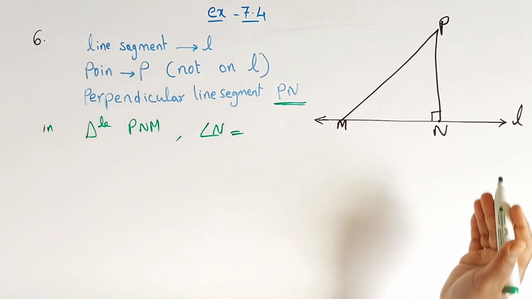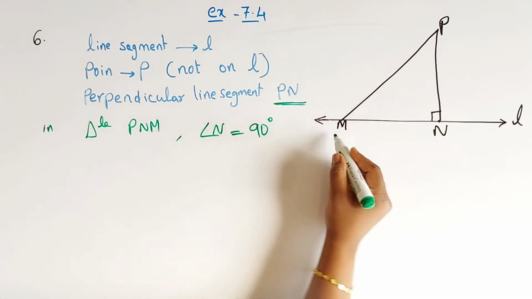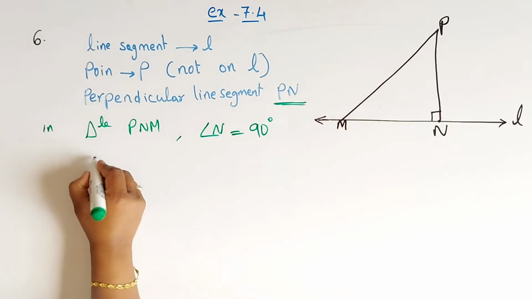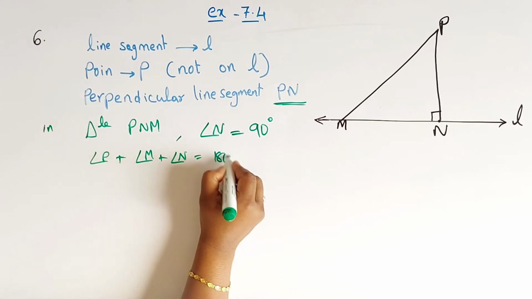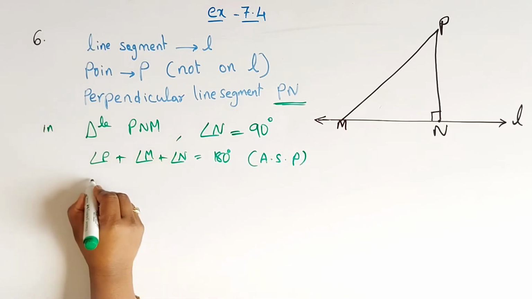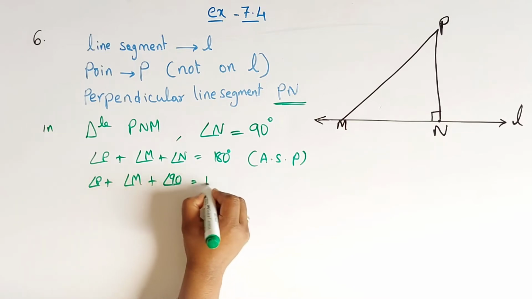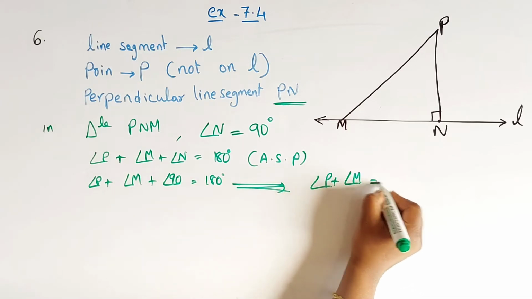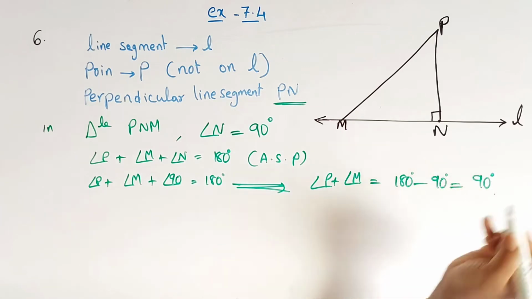Here they have already given that one is a perpendicular line segment. That means angle N equals 90 degrees. Now observe this triangle PMN. Now we can use the angle sum property: angle P plus angle M plus angle N equals 180 degrees. Right, children? We know that angle N equals 90 degrees. Therefore, angle P plus angle M plus 90 equals 180. That means angle P plus angle M equals 180 minus 90, that equals 90 degrees, children. Correct?